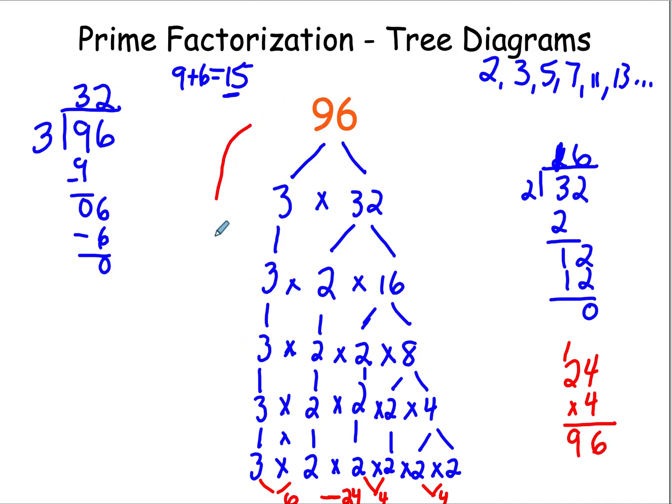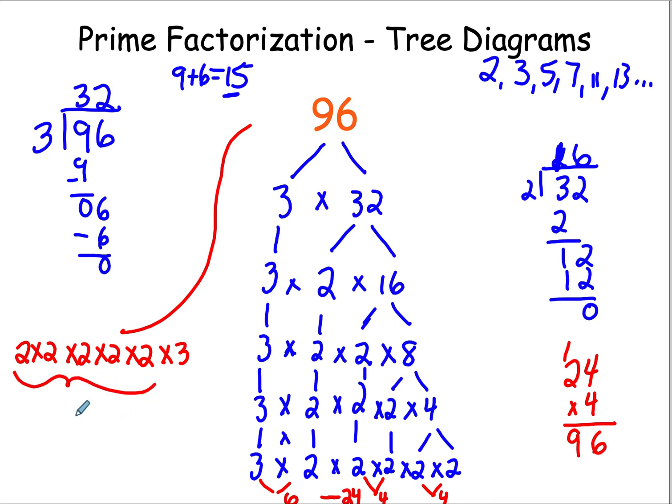So my prime factorization, and I'm now going to put them in order, is 2 times 2, and I see there's 5 of them, times 2, times 2, times 2, times 3. Now, when I want to simplify, I'm going to simplify that to 2 to the 5th times 3. That's one way of doing the prime factorization of 96.